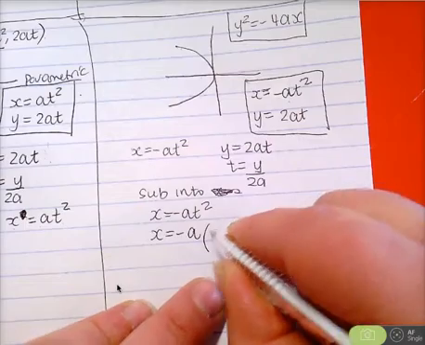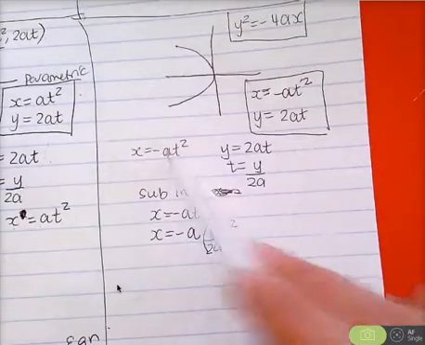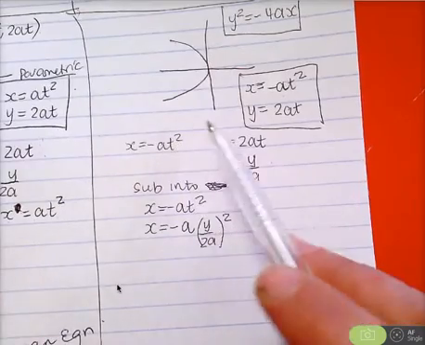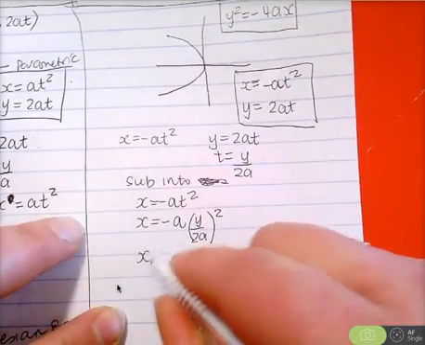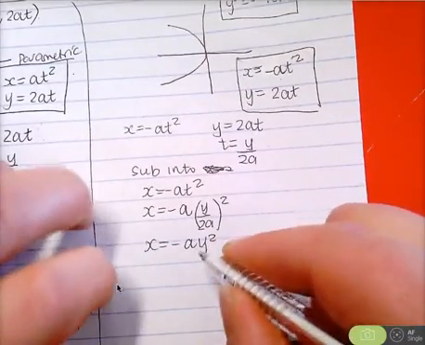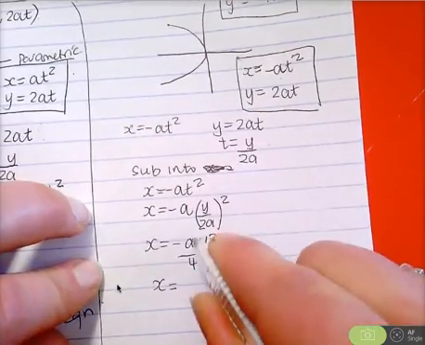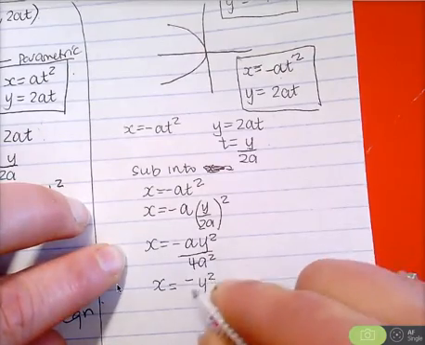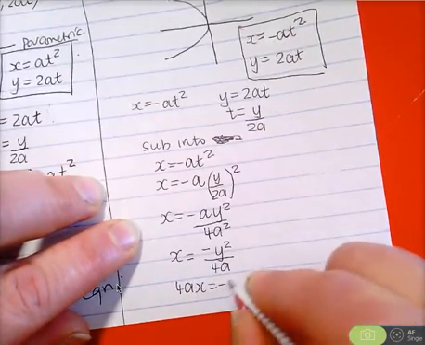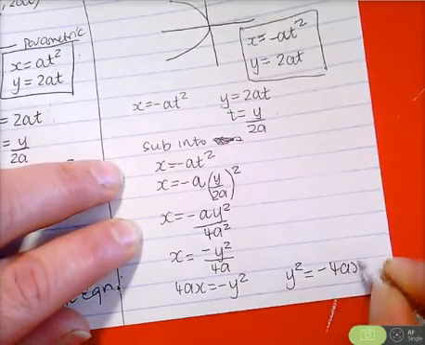Do you know what I'm doing, girls? I'm taking the two parametrics, making t the subject of the easier one, and substituting it back in. That way we eliminate t. So what do I get? X is minus a. So x is, one of the a's cancels from the top and the bottom, -y squared over 4a. 4ax is -y squared. Swapping sides, y squared is minus 4ax.